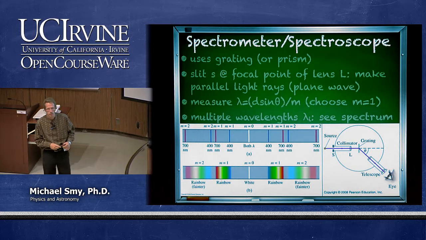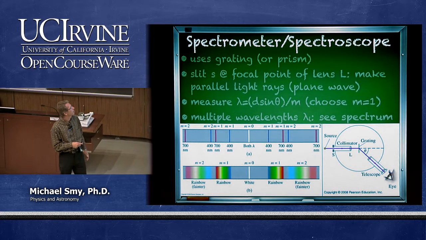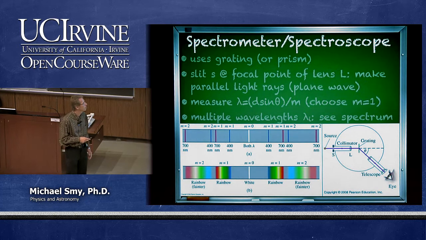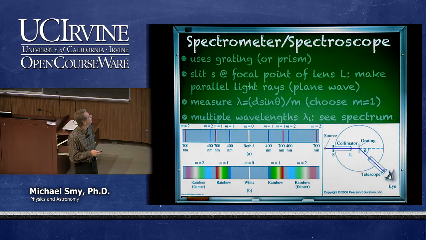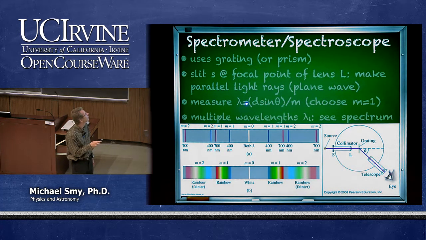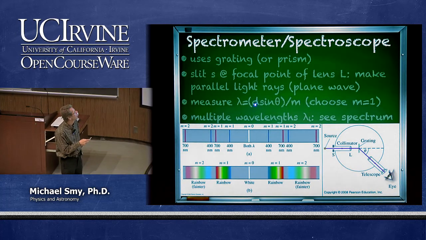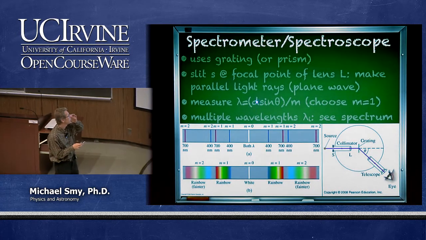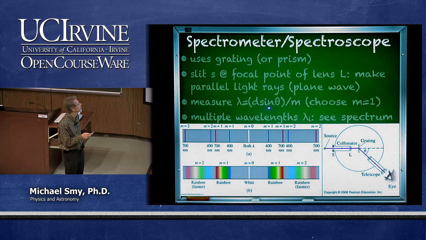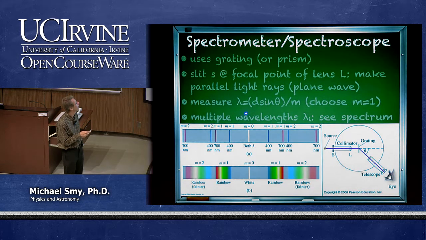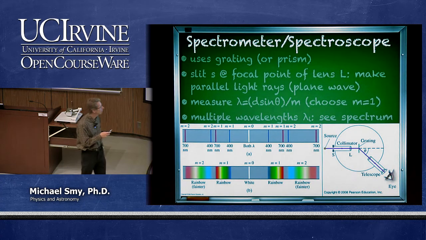Hello, let's continue our discussion of diffraction phenomena. Just as a recap, last time we looked at diffraction gratings, which are basically the combination of many slits. And we found that the condition for maxima is that the slit distance d, the distance between neighboring slits, times the sine of the angle under which we look at it, must be equal to an integral number of wavelengths.